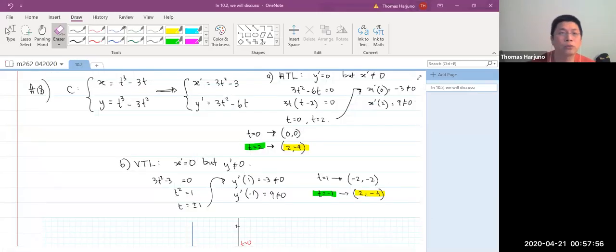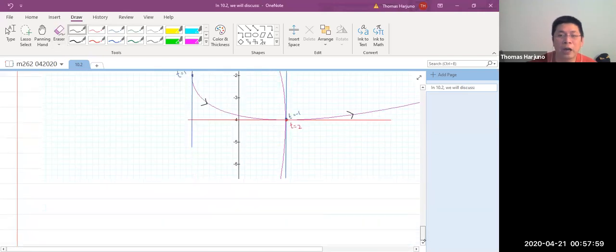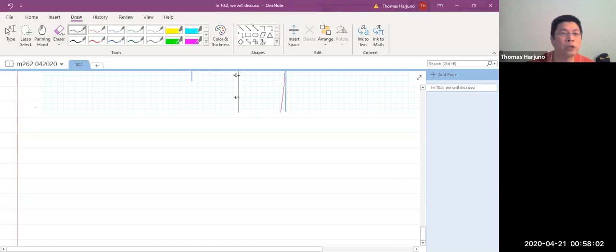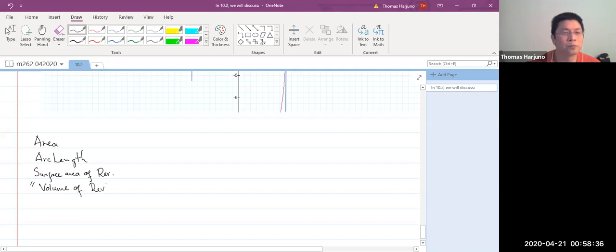We will continue now to finding the area under the curve. So we have the following topic, but we already have all the foundations we need. For the area, we need the area, and then we need arc length, and we need to have surface area of revolution. I don't see that in our book, but we actually can also find the volume of revolutions. But let's see later if we have time, okay? Now, how about the area?